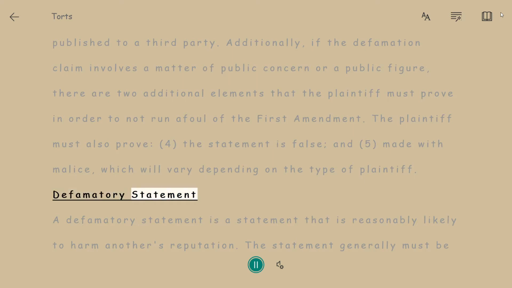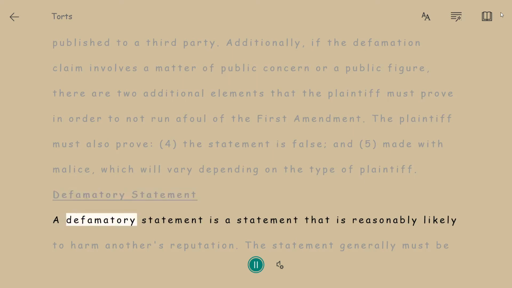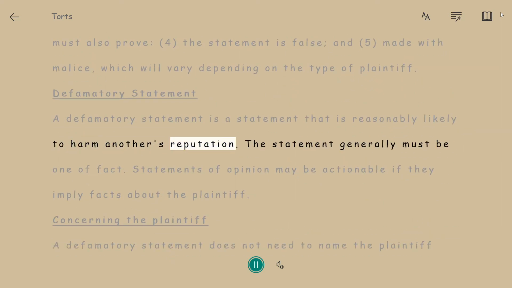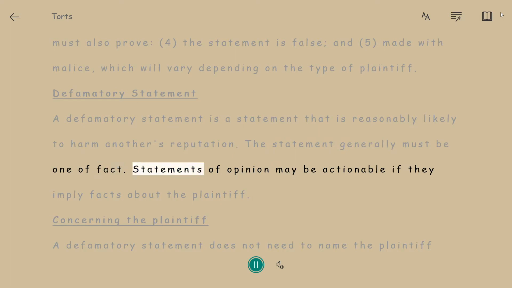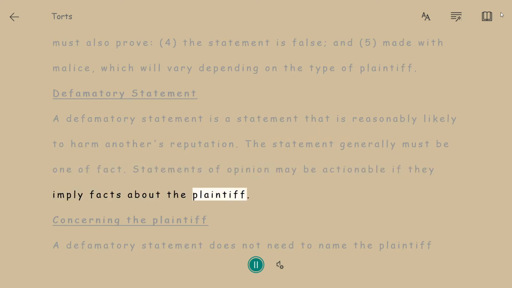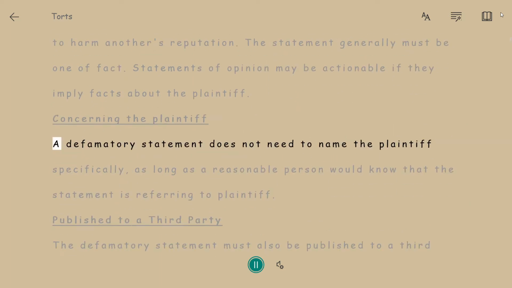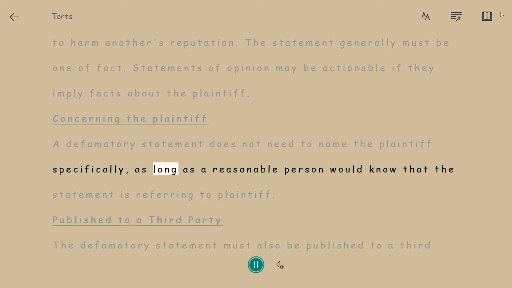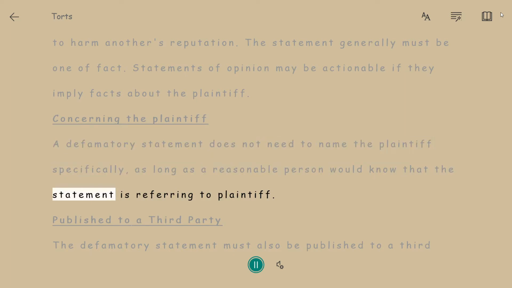Defamatory statement. A defamatory statement is a statement that is reasonably likely to harm another's reputation. The statement generally must be one of fact. Statements of opinion may be actionable if they imply facts about the plaintiff. Concerning the plaintiff. A defamatory statement does not need to name the plaintiff specifically, as long as a reasonable person would know that the statement is referring to plaintiff.